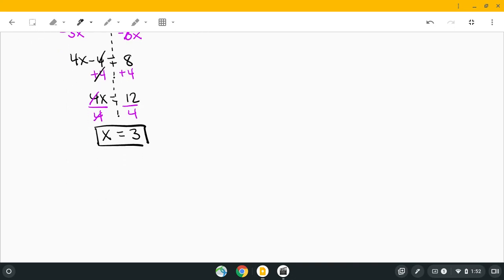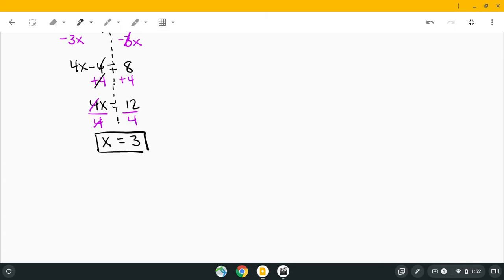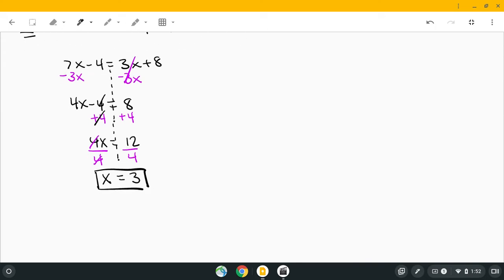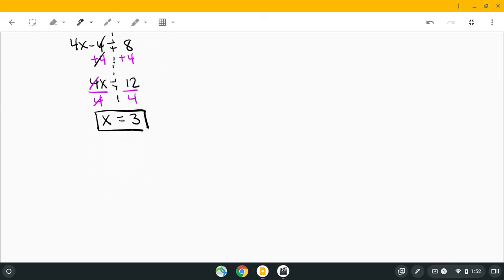And you can always go back and check your answers by plugging in the 3 into the original problem up here and make sure that you do get an equality.